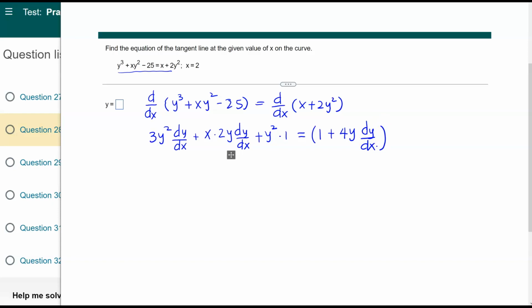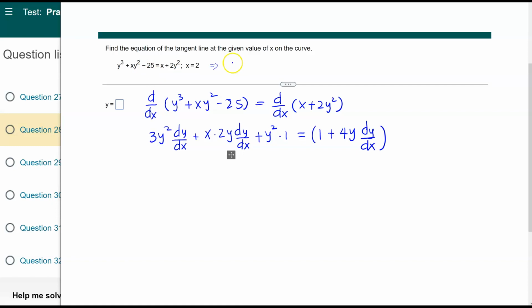Now, to find the derivative, to find the slope, we will have to know what the value of dy dx is, but we will not be able to obtain that without knowing what the y value is, right? Because you have a y here. You only know what x is. So to obtain the value of y, we will have to plug in x equals 2 to the original equation and then solve for y.